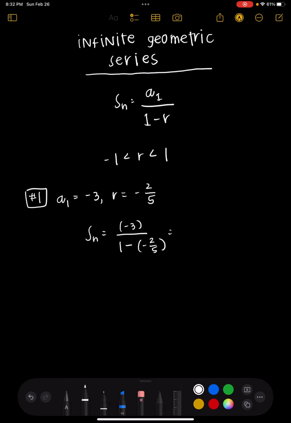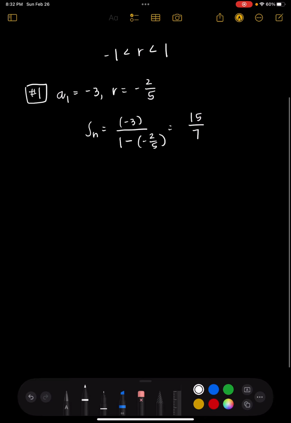Okay, I'm going to plug that into a calculator, which gives me 15/7. And so what that tells me is if I added up all of those numbers all the way to infinity, because those numbers are getting really, really close to 0, we know that it's going to kind of stop at some point, which means that our sum of all of those numbers would give me 15/7. Okay, now let's do the next example.